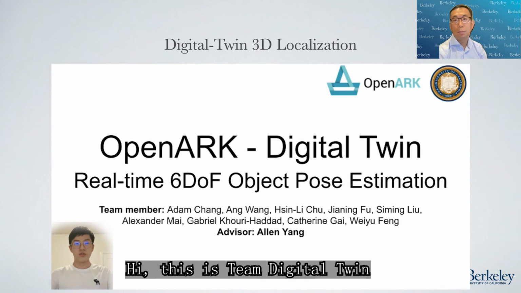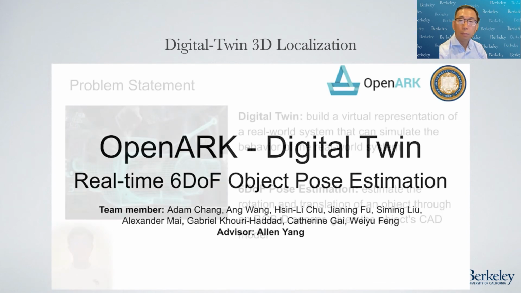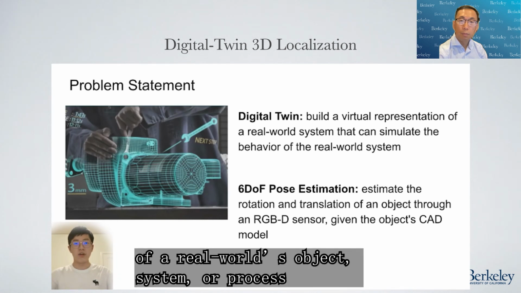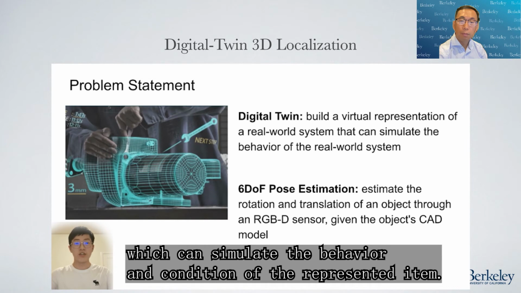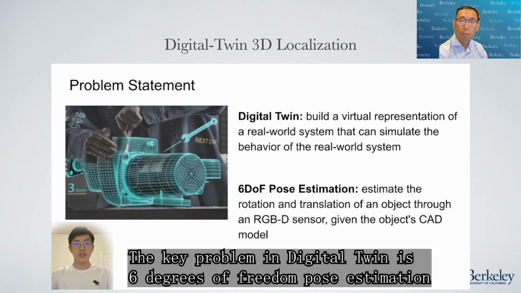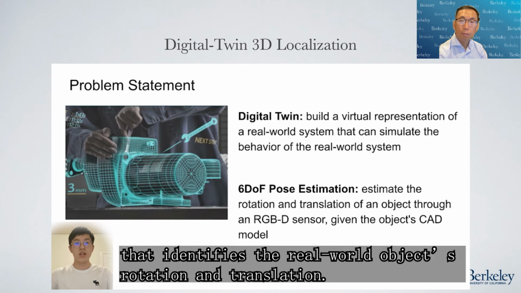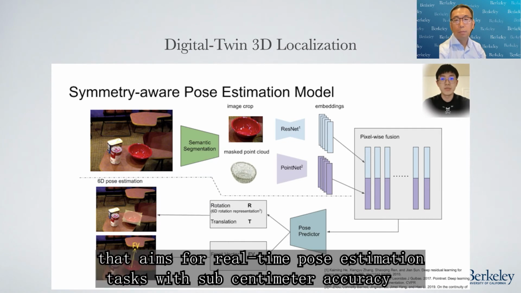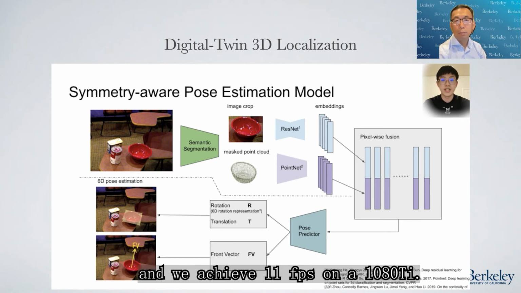Hi, this is Team Digital Twin. We're a part of OpenARK project. A digital twin is a virtual copy of a real-world object, system, or process which can simulate the behavior and condition of the represented item. The key problem in digital twin is 6 degrees of freedom post-estimation that identifies the real-world object's rotation and translation. We designed a symmetry-aware post-estimation model that aims for real-time post-estimation tasks with sub-centimeter accuracy, and we achieved 11 frames per second on a 1080 Ti GPU.